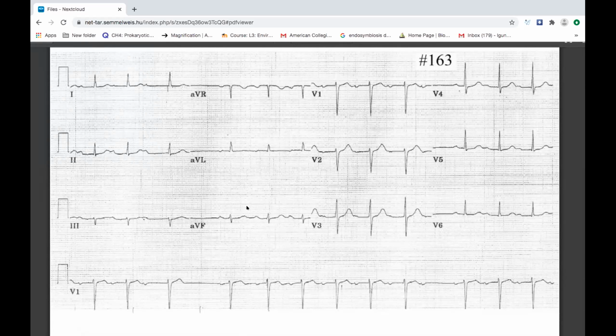AVF is a bit positive and then lead 2 is positive. So the degree is about 90, I would say. So the QRS is not wide. There is no pathological Q wave. Yeah. That's it. Only what we have. Yes, correct. Very, very good. Any question about this ECG?